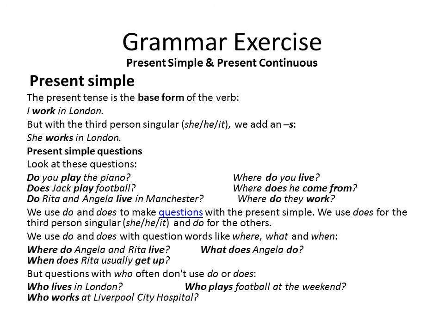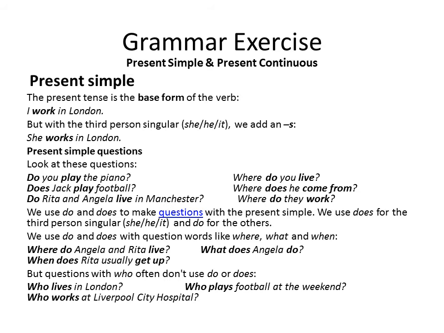Now let's go to the grammar exercise. It's about the present simple and the present continuous. Of course, we have discussed this before, but here it's like a quick review. As you know, the present simple tense is the base form of the verb. For example, I work in London. But with the third person singular like he, she, it, we add an s. For example, she works in London, he lives in Cairo, and so on.